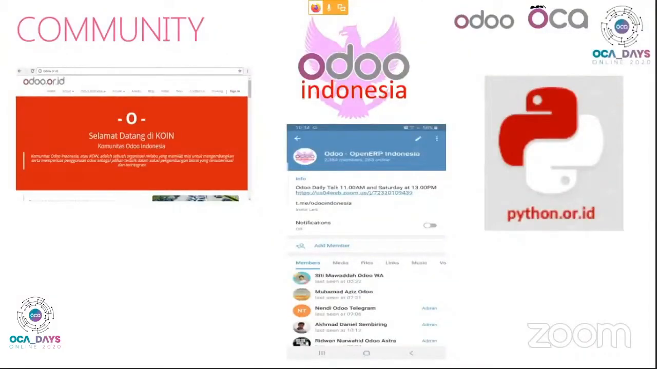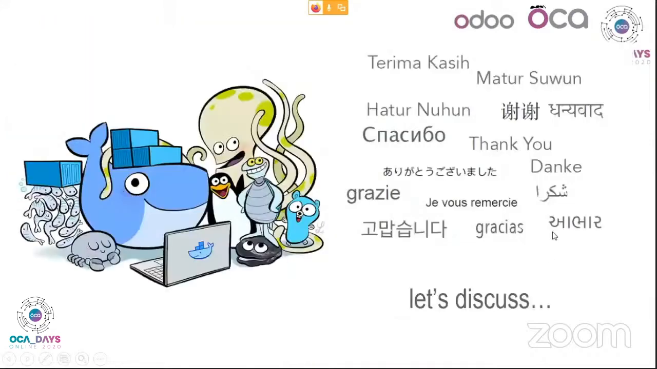The last is the community. This is the Indonesia community Odoo, Odoo Indonesia with the playground, and the members is about 2,300. And then we are together with Python Indonesia. Okay, that's all. Thank you very much. And here's the detail, Mr. Michael.